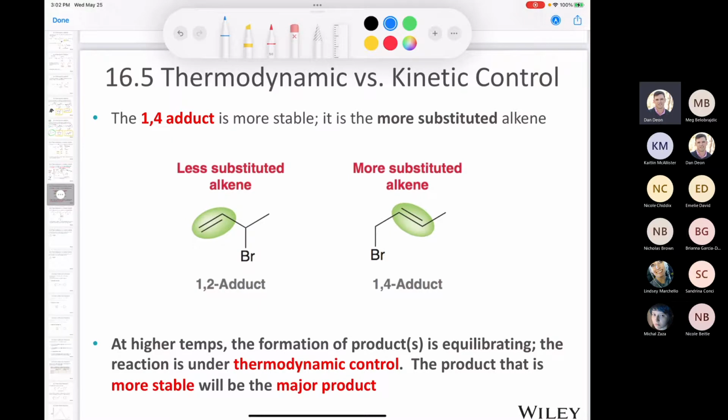And at higher temperatures, there's going to be an equilibrium. Check it out. At higher temperatures, the formation of the products is equilibrating, right? You're at higher temperature, and so the bromine can actually leave from here, regenerating the carbocation, which can produce the other allylic carbocation to give you the 1,4 adduct. And so in that case, the product that is more stable is going to be the major product when you're at a higher temperature.